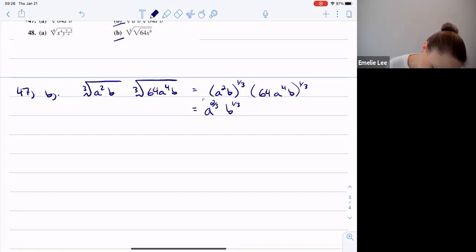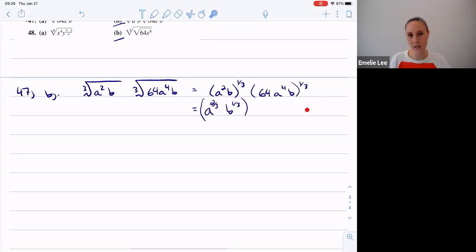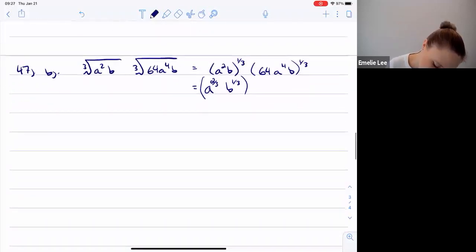okay, and I'm going to keep these brackets, though they're not going to do anything anymore, because I'm just multiplying all the way across here, so I don't have to expand or anything. But for me, it's nice to keep track of where did these numbers come from and where did these numbers come from, until I'm ready to combine them. So I'm going to keep brackets even though they're not doing anything. So 64 to the power of 1/3, a to the 4 divided by 3, and b to the 1 divided by 3.